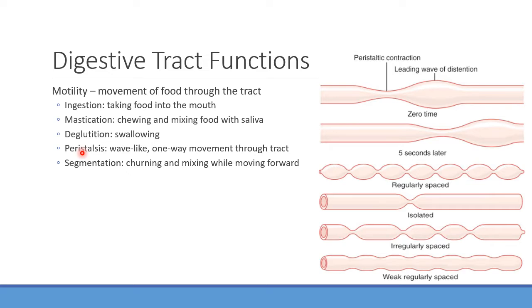Yeah, kind of nice wavy patterns that move things from one direction to another, hopefully preventing backflow of materials. And then we'll talk about segmentation, briefly. That's where we actually have the churning and mixing that occurs. And again, all of this is regulated through smooth muscle contractions, right? So you're going to find that a lot of these organs are run with smooth muscle going in different directions that allow for either forward movement or churning and segmentation, all that kind of good stuff.